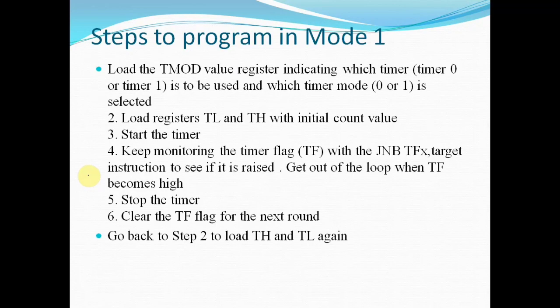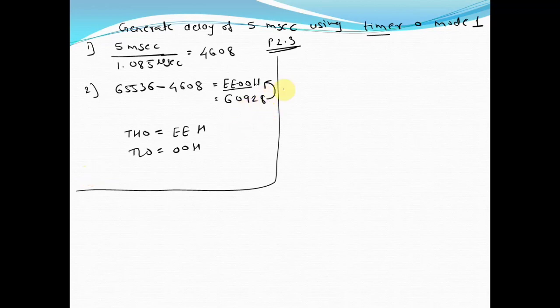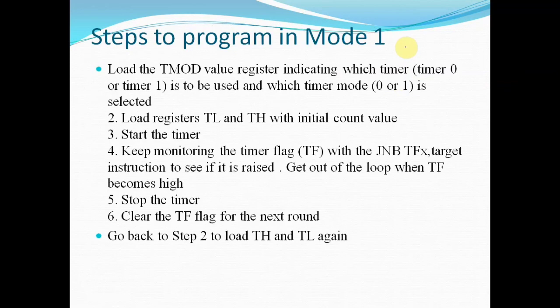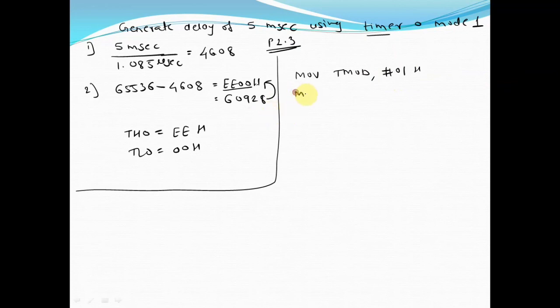Now the first step is you have to load the TMOD register. So the first step is move TMOD. Here we are using timer 0 in mode 1 and therefore we are using #01, which indicates timer 0 mode 1. Now the next step is you have to load the TL and TH registers with the initial value. So let us write move TL0 comma #00, move TH0 comma #0EEH.